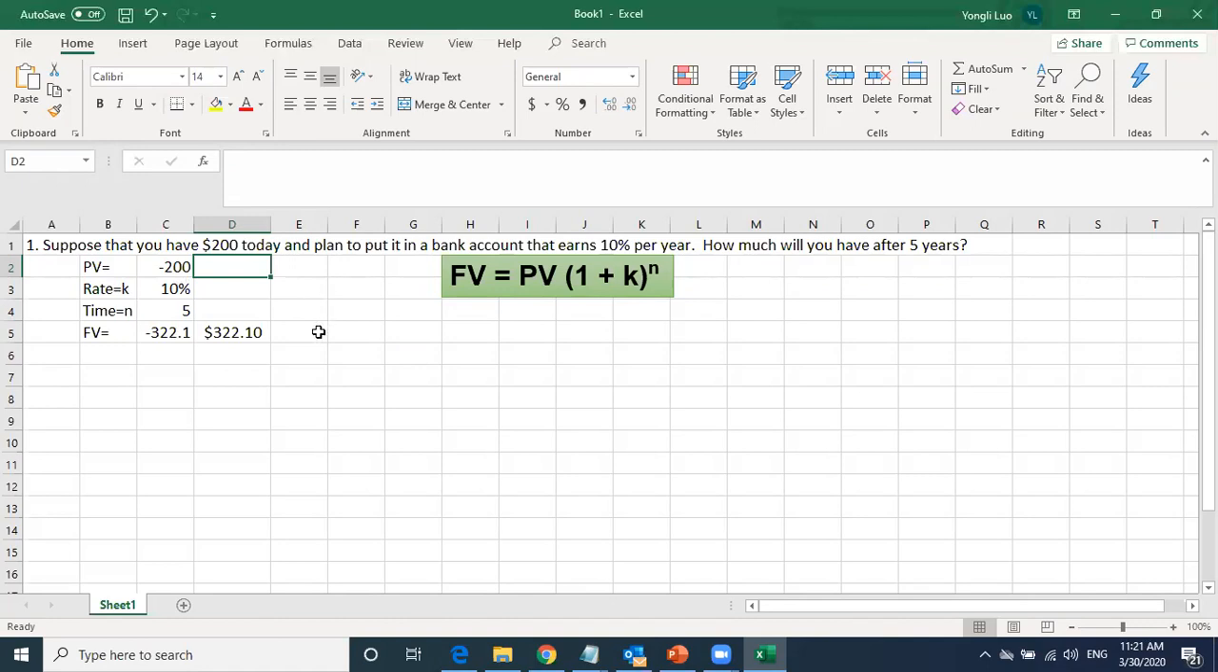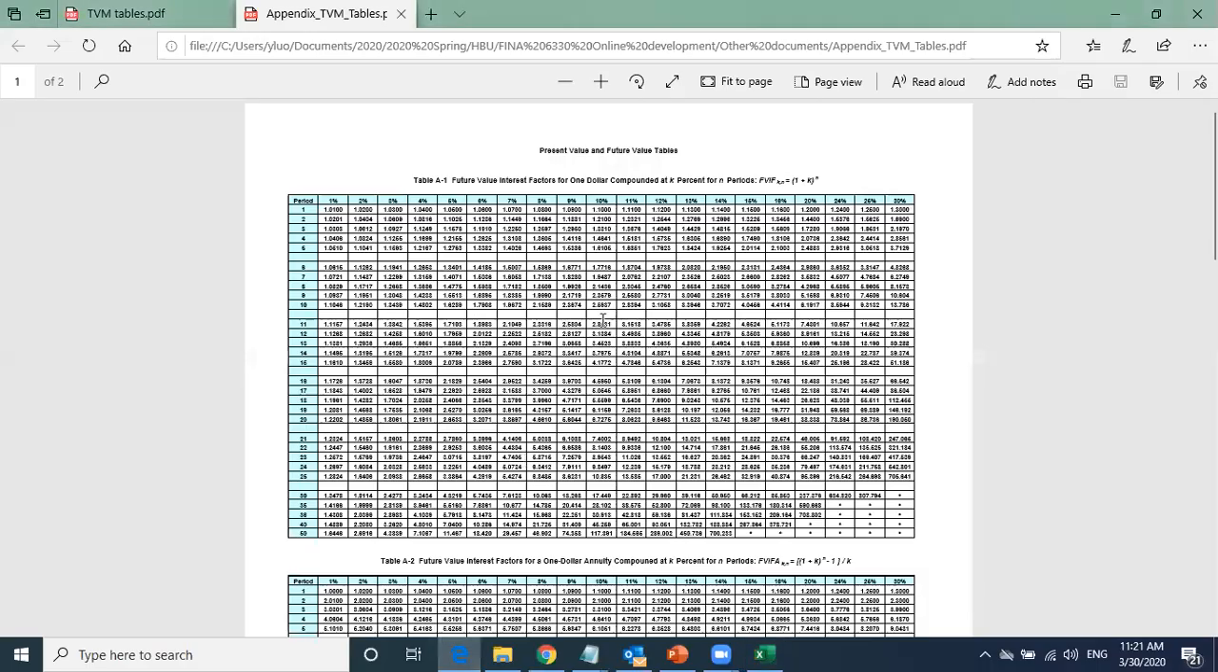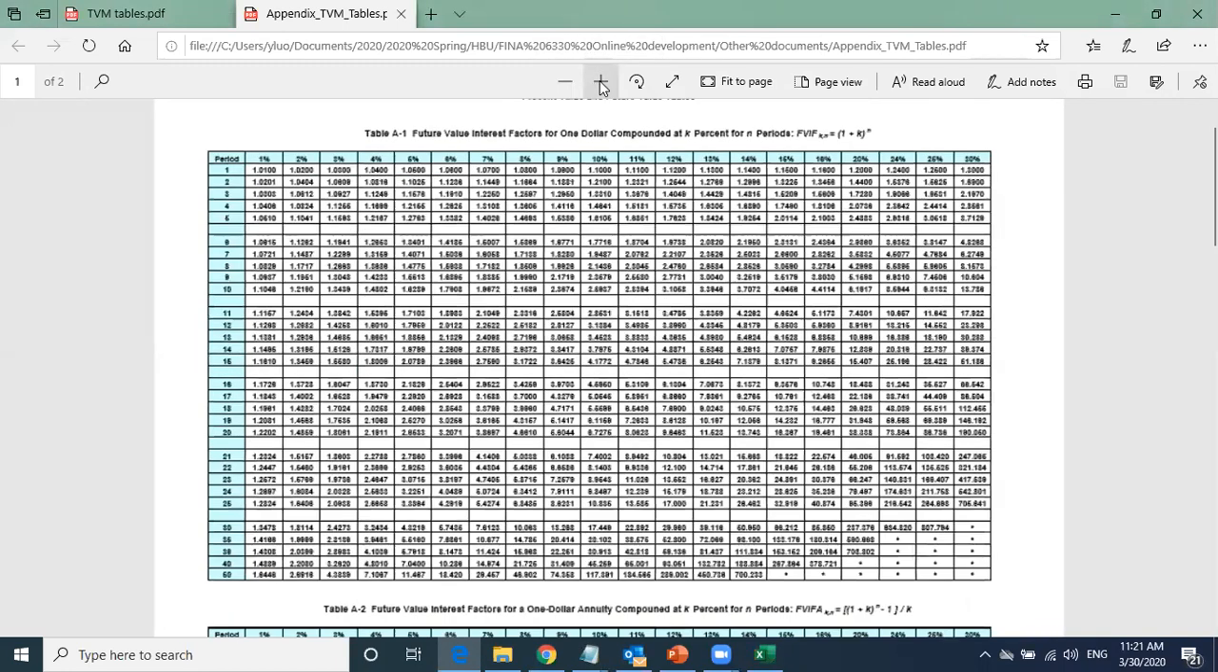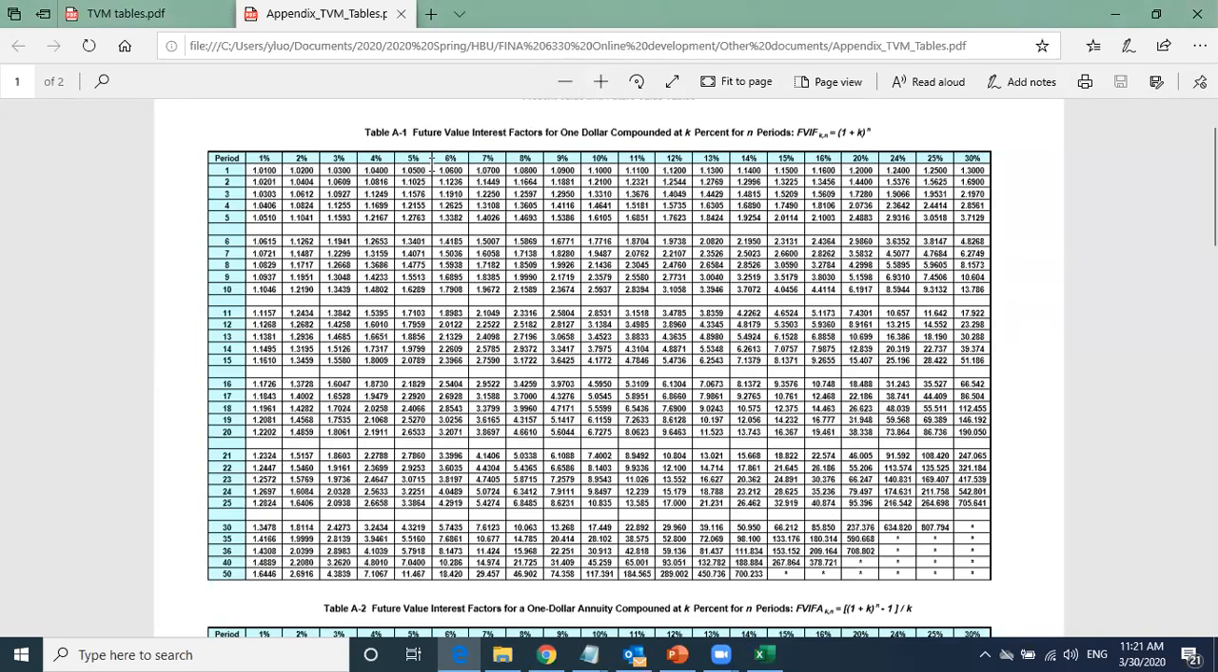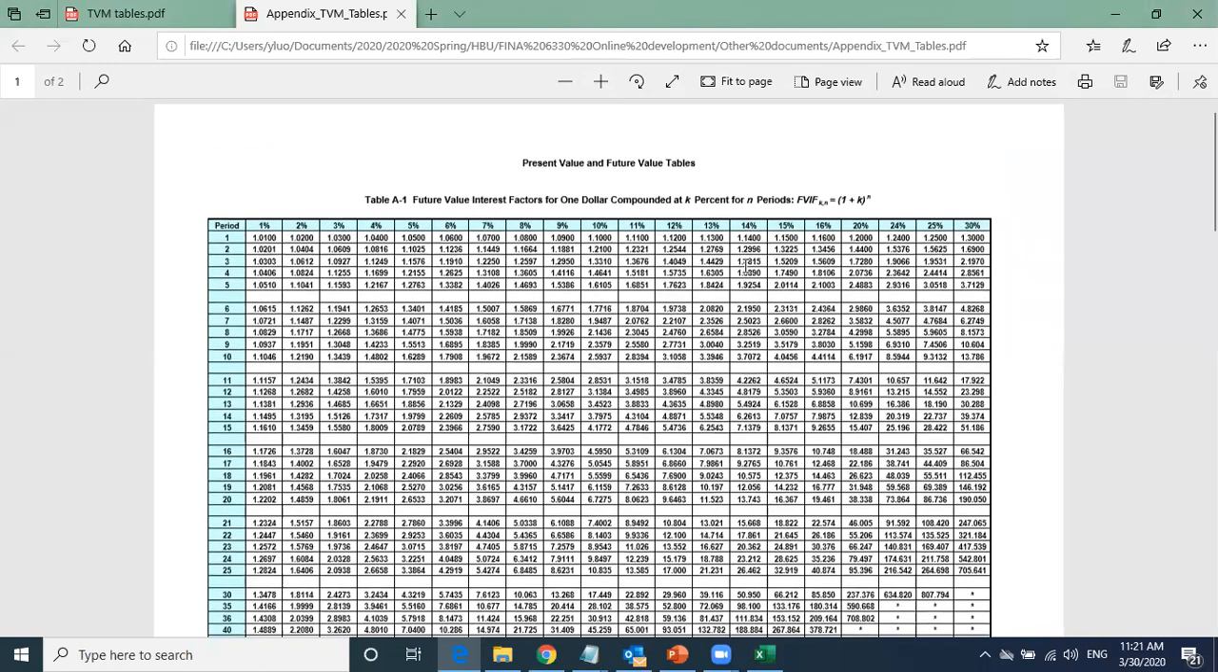This is one way we can do it, and we can also do it using the appendix table. I'm going to attach this appendix table for you. You can see we have the appendix table, the time value of money table, with the present value and future value tables. We use table A1 as the future value of $1 compounded at K% for n time periods.